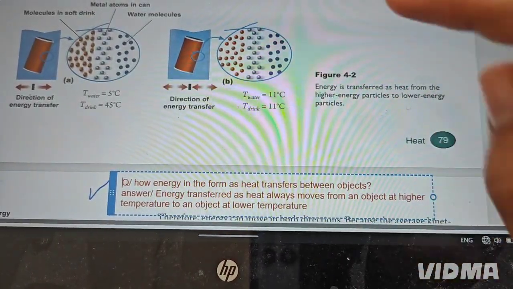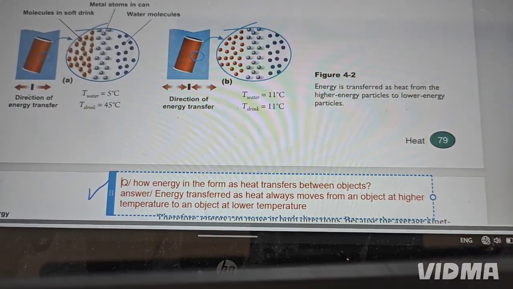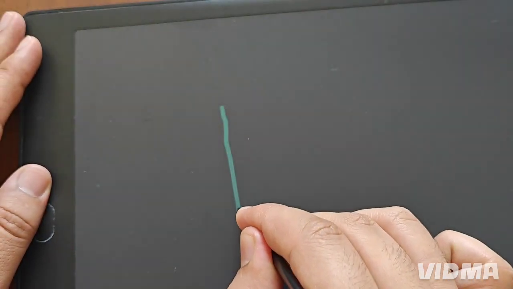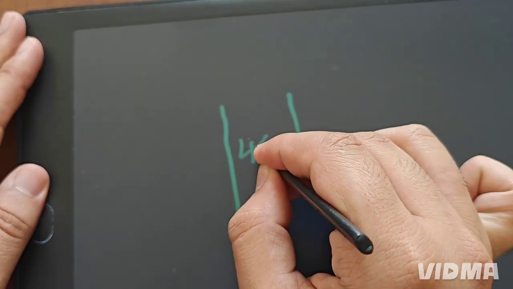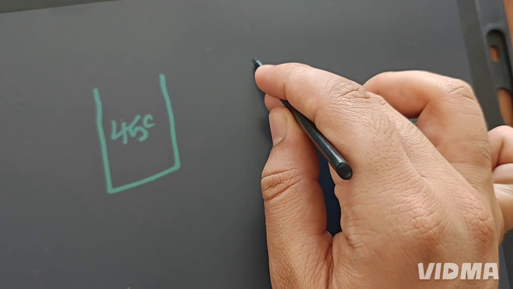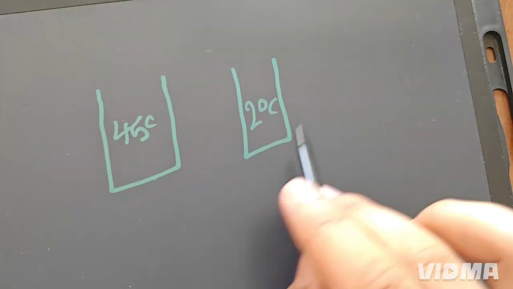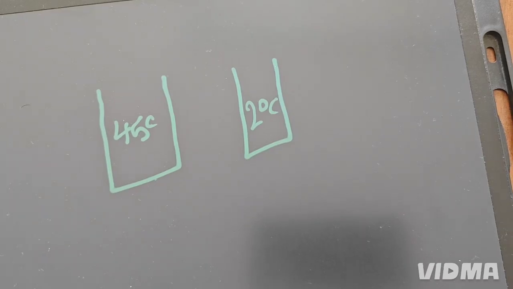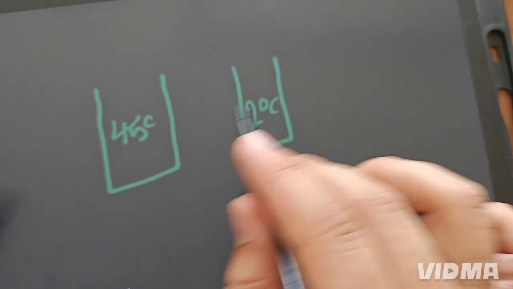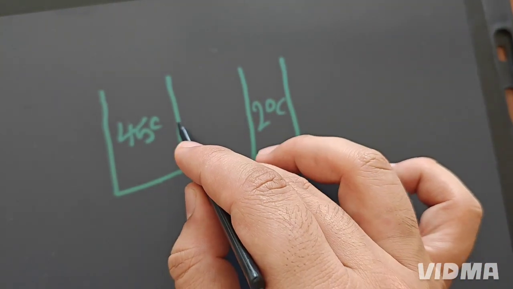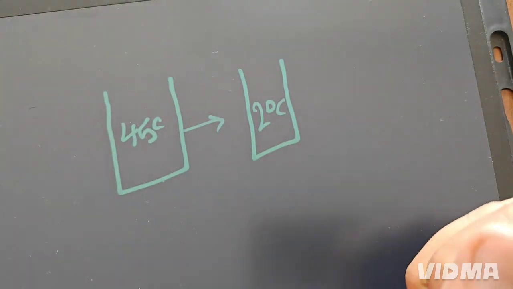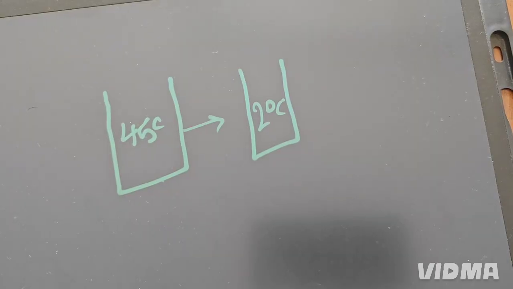Students, let me tell you one more thing: the process of transferring energy, how it reaches thermal equilibrium, and how the energy transfer can happen. Look, this is an object, for example with a temperature of 45 Celsius, and this is the second object, for example 20 Celsius. Because the objects are different in temperature, they transfer energy between them, from left to right.